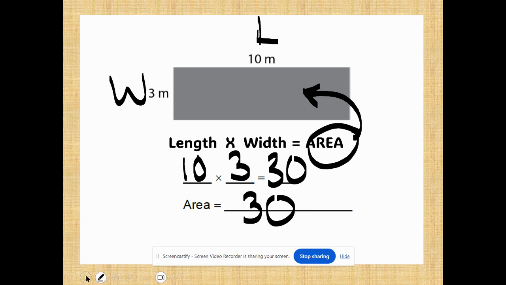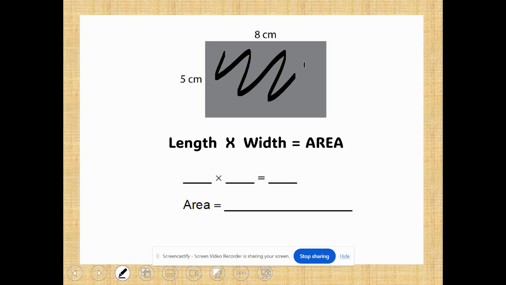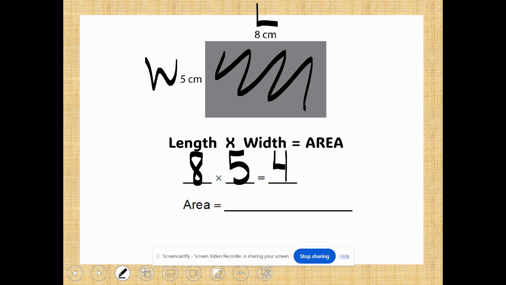All right, let's try another one. Okay, again, I'm going to be doing length times width equals area. So again, I'm looking at what's on the inside of here. Again, I'm going to do my formula for length times width. Length is 8, width is 5. So 8 times 5, I know using my multiplication facts that 8 times 5 is 40. So the area of this shape is 40. That's what's on the inside, the surface area, what's on the inside of the shape.